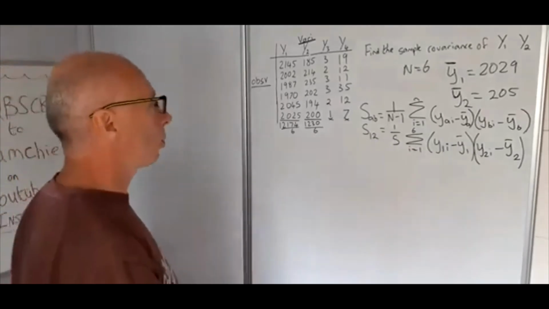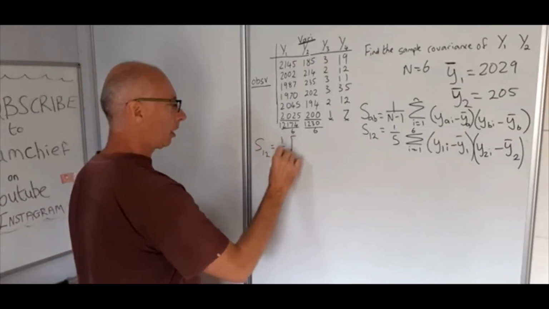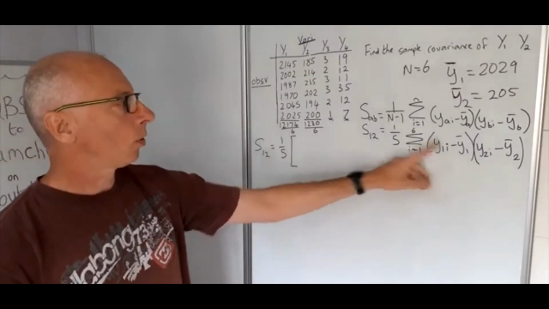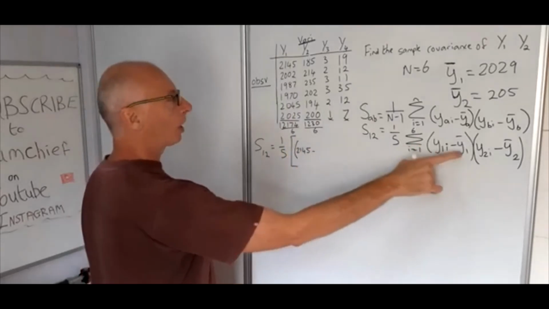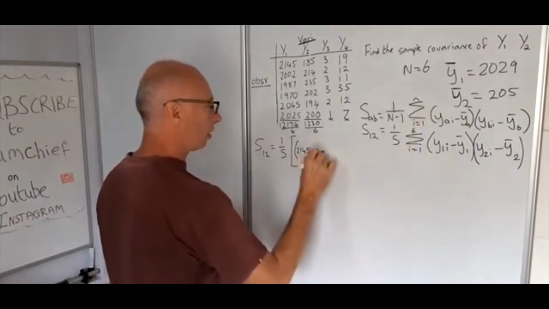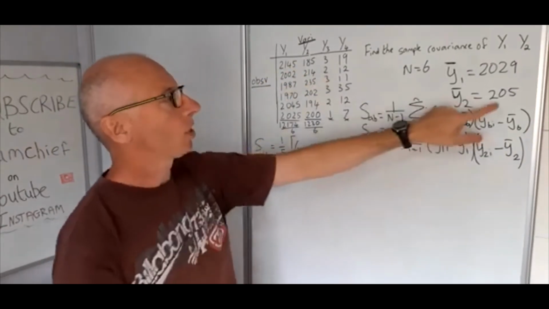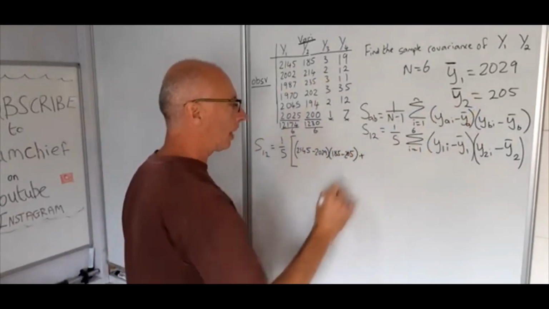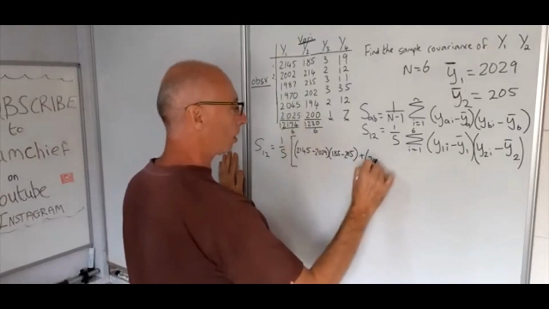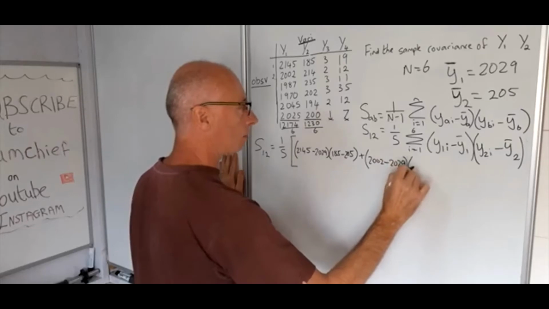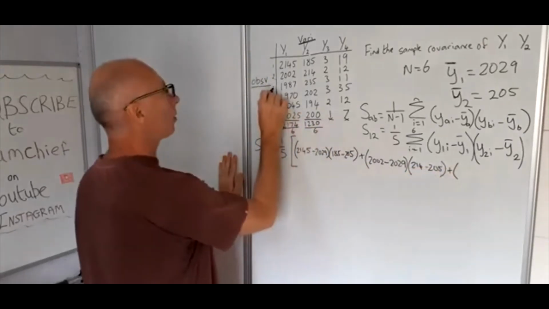Now we're going to put the numbers in and crunch them together. So S12, our sample covariance, is 1/5 and now a big square bracket, and we're going to go through all the numbers up to 6. So we've got y_1,i, that's 2145 minus y bar 1, which is 2029, multiplied by y_2,i, which is 185, minus the average, which is 205. Then we add that on with the next one, as we go along. That's the first observation. Now the second: 2002 minus 2029 times 214 minus 205.